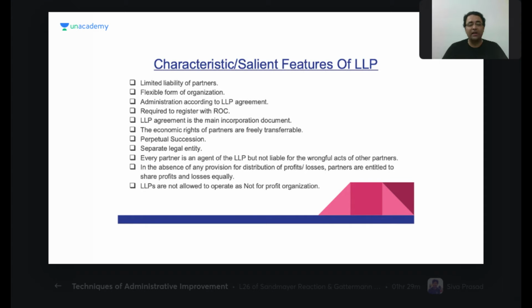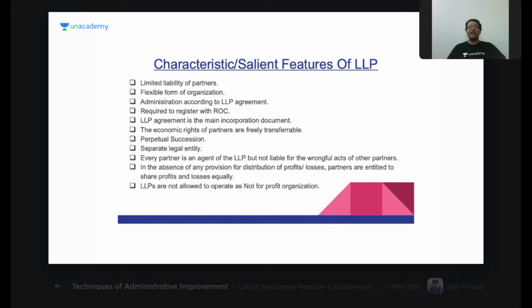Okay, next one. Every partner is an agent of the LLP but not liable for the wrongful acts of other partners. Now, this point is again contrary to what was contained in the Indian Partnership Act 1932, where one partner was held liable for the wrongful act of the other partners when it was done on behalf of the firm. That does not apply to an LLP, where one partner is an agent of the LLP but not liable for the wrongful acts of the other partners. If the other partners have done any wrongful acts in their individual capacity, then this particular partner will not be held responsible for the same.